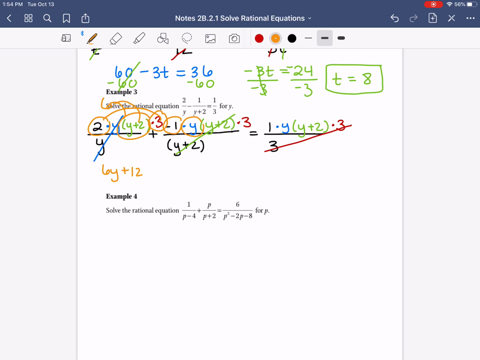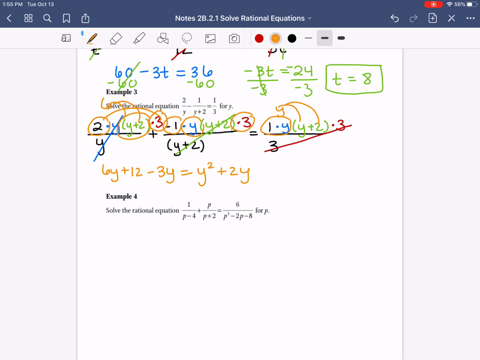Negative 1 times y times 3. Well, negative 1 times 3 is negative 3, and times y is just negative 3y. Then we have our equal sign right here. And then we have, let's see, 1 times y is y. And then if I distribute that onto the parentheses, I get y squared plus 2y.